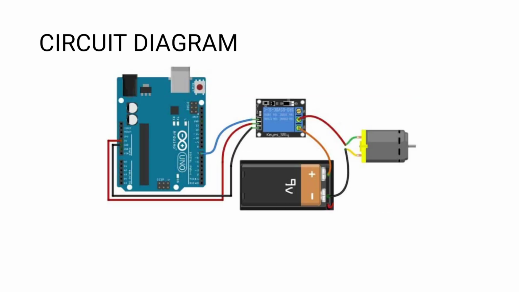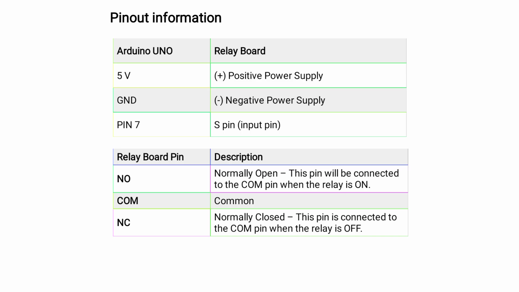Circuit diagram. You will have the Arduino microcontroller, battery, DC motor, and relay. The signal is connected here, VCC is connected, input is connected, and the output port. Here is how it will be connected to the microcontroller with the batteries. You can see the pin out information: 5 volt positive voltage, GND negative power supply, pin 7 is the input pin. NO normally open, COM common, NC normally closed.